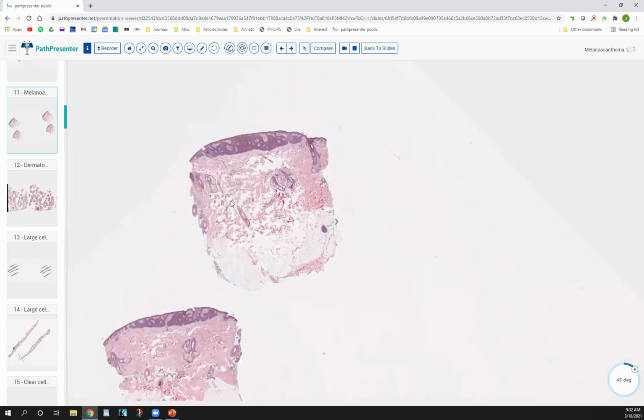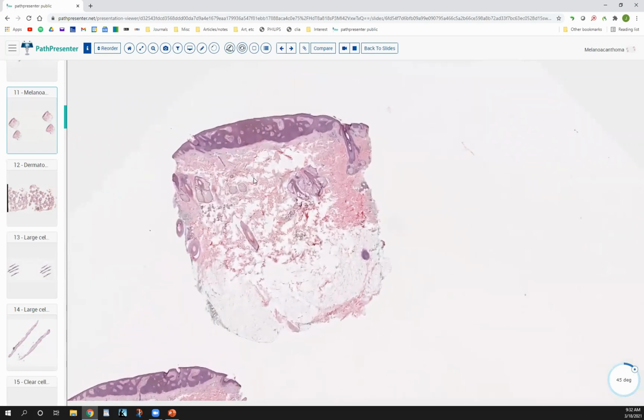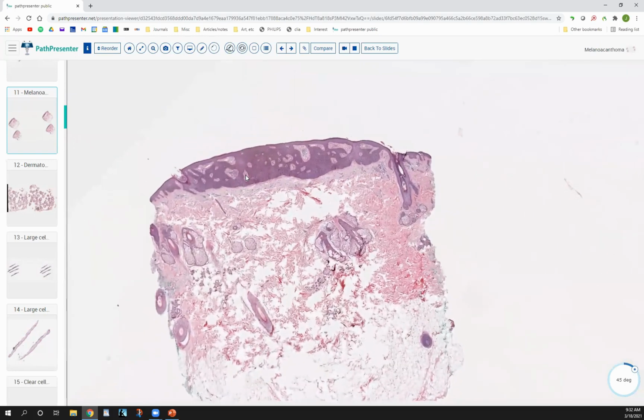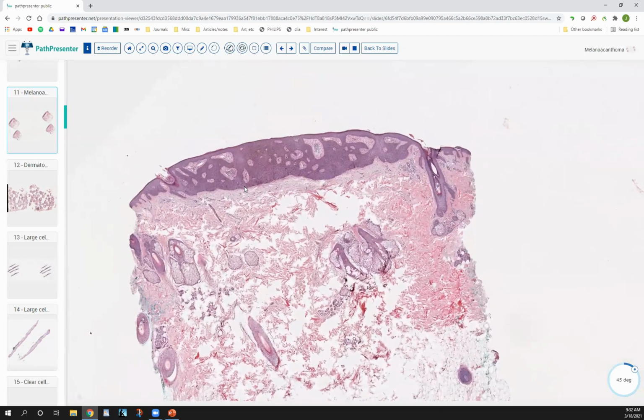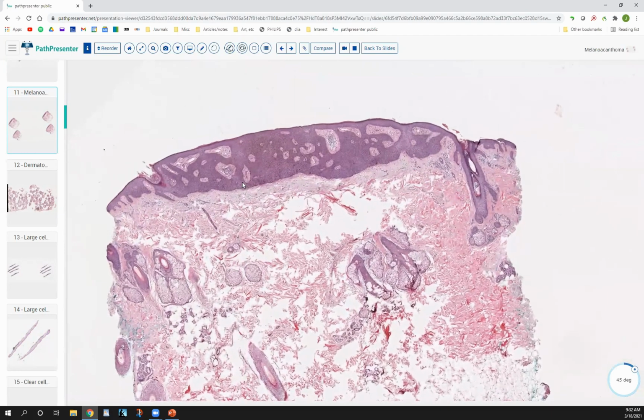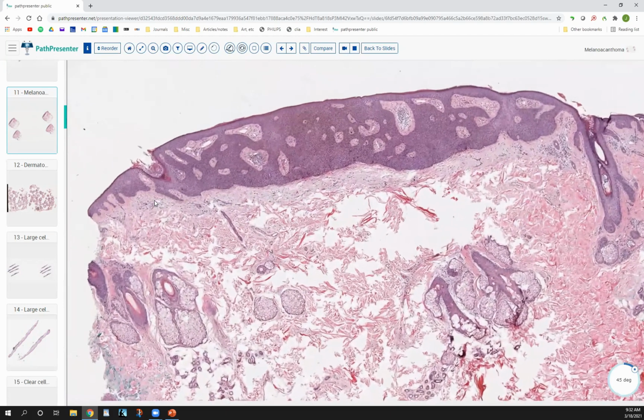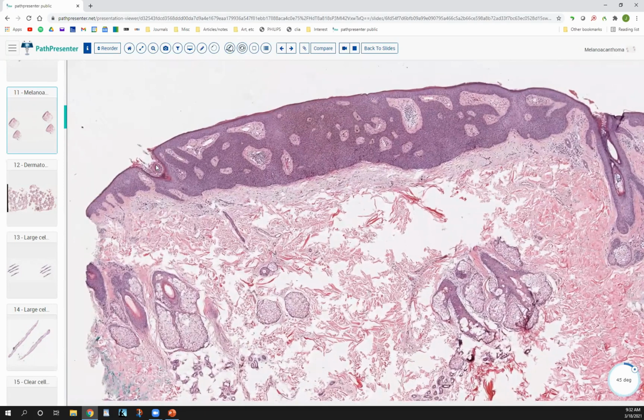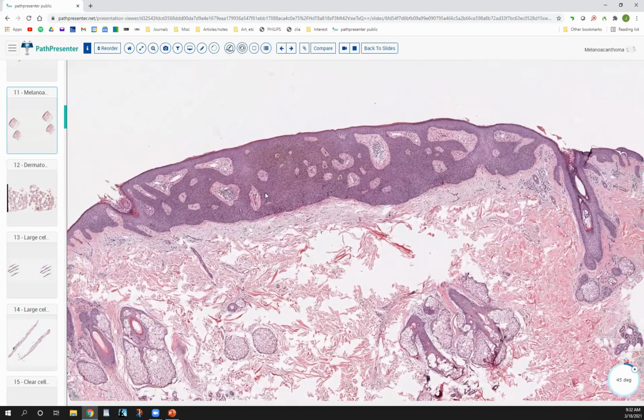So here we have what I would say at low power, similar to the very first case we saw, hey, this looks a lot like seborrheic keratosis. We can even see some pigmentation at low power, that sort of stuck-on appearance. Not really much horn cyst formation, although maybe around this side over here it's starting to.